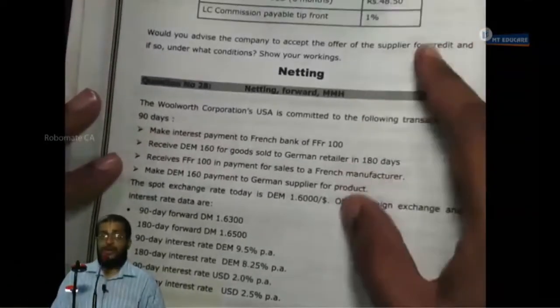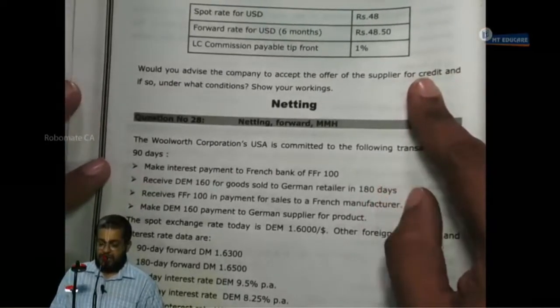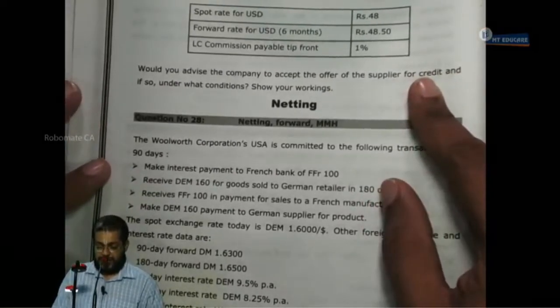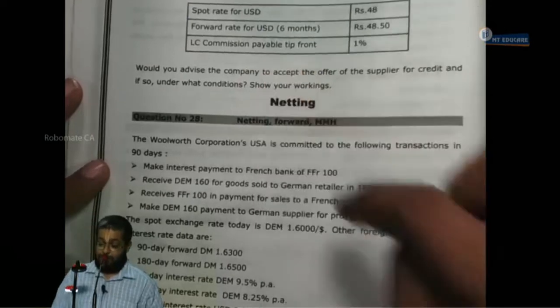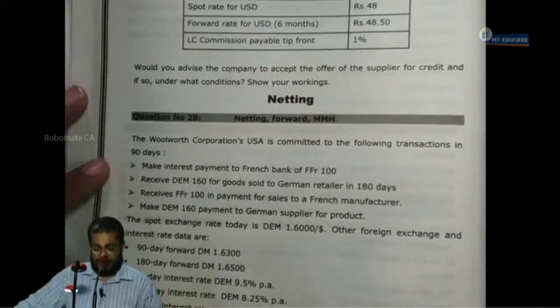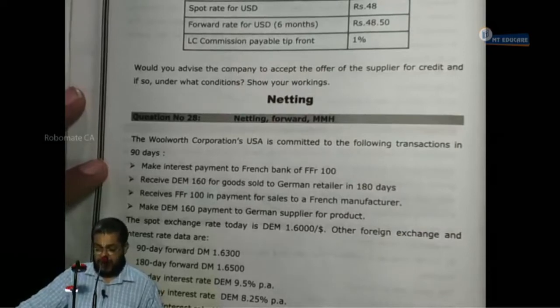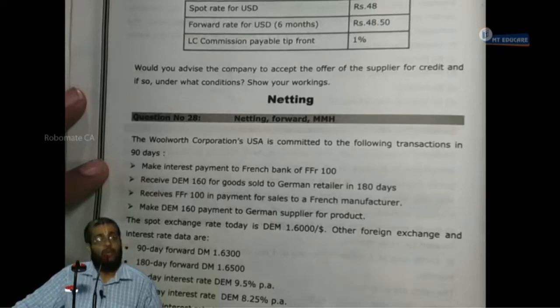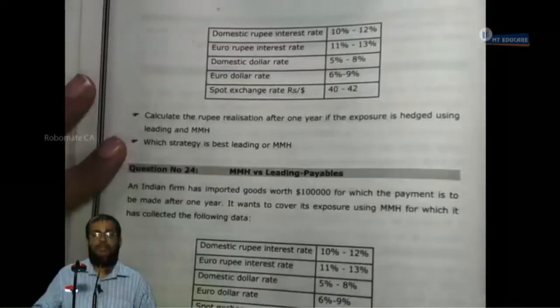Spot rate for US dollar is 48. Forward rate for US dollar for 6 months is 48.50. LC commission payable upfront is 1%. Would you advise the company to accept the offer of the supplier for credit? And if so, under what condition? Show your workings is the question. Okay. Go through the problem before I start with the solution.